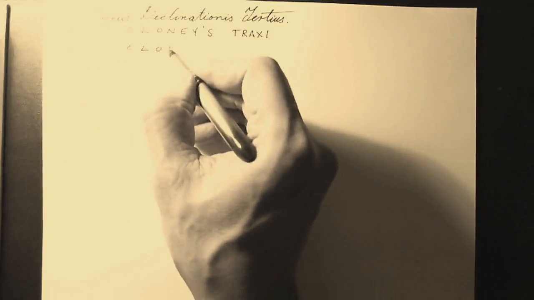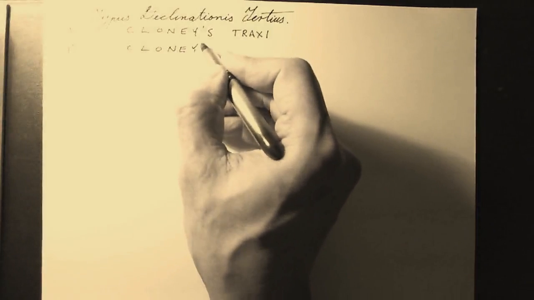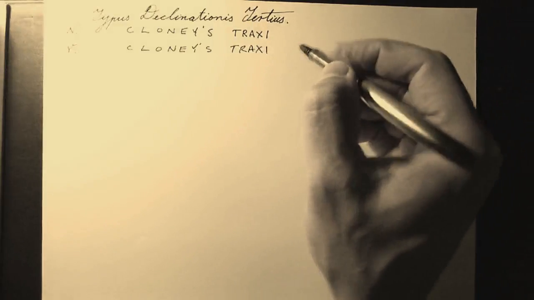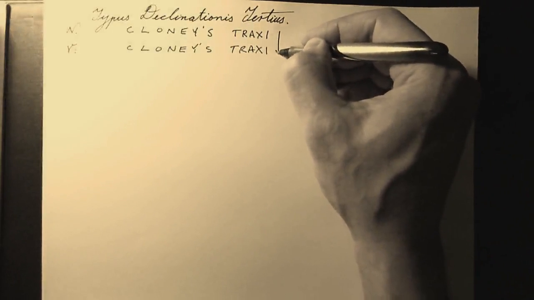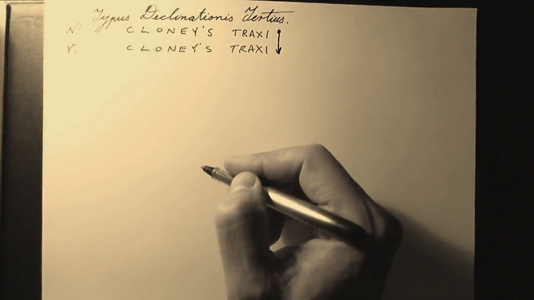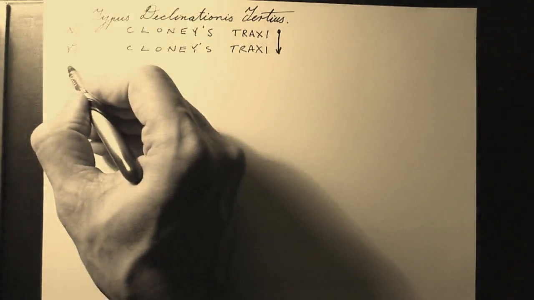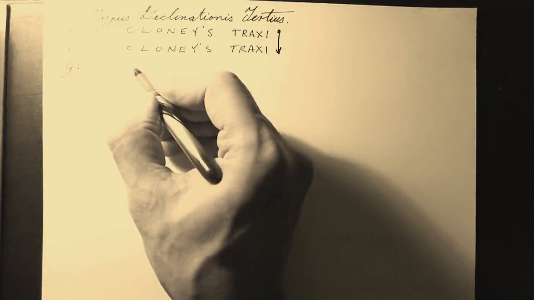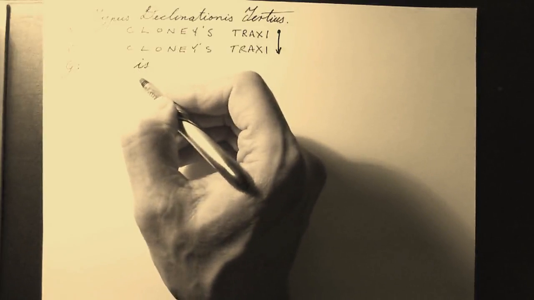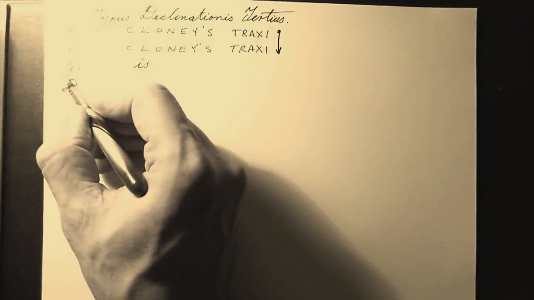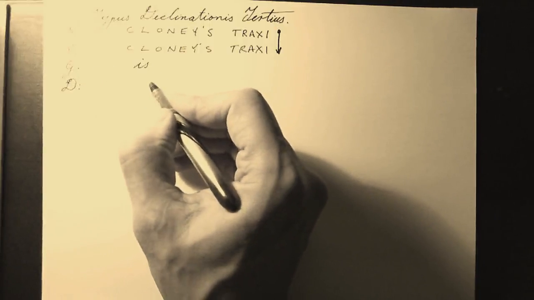So, because these are the casus recti, the straight cases, we have here a straight line leading down from here down to here, no deviation in the endings. The genitive, genitivo, these end in is. With the dative, dativo, these end in e.